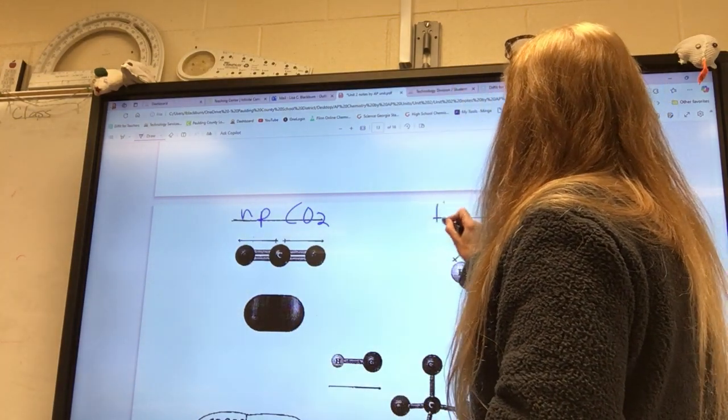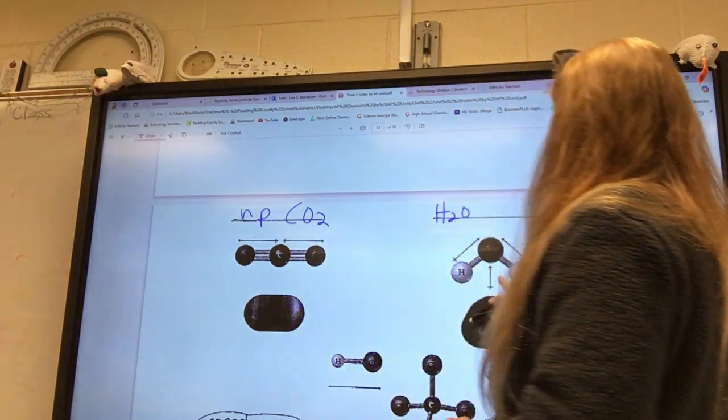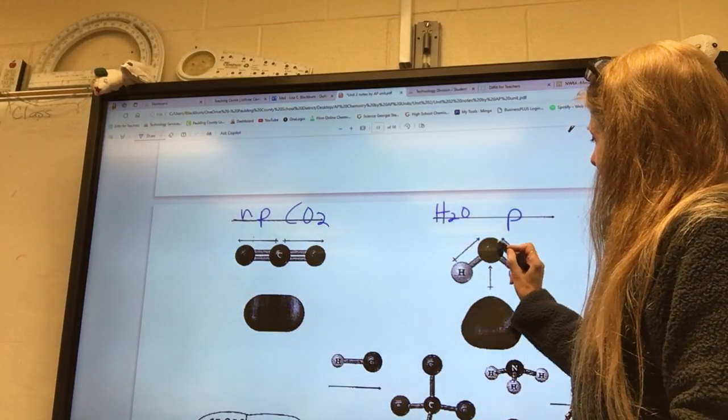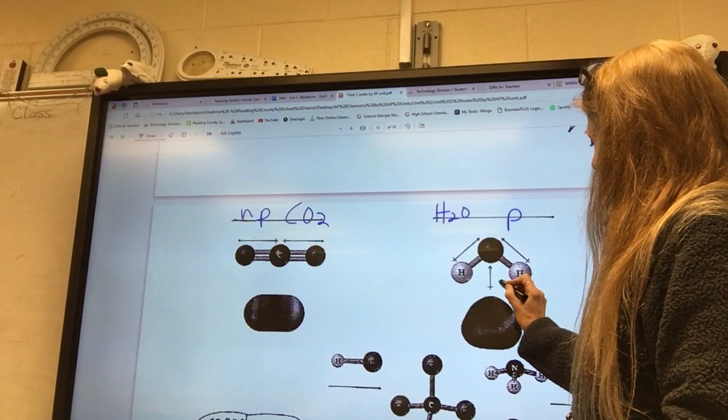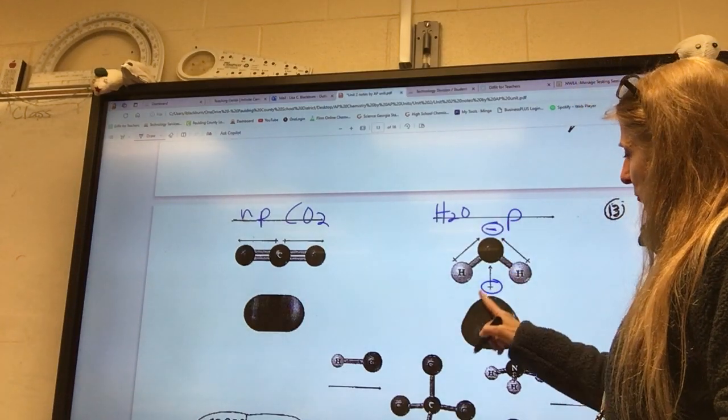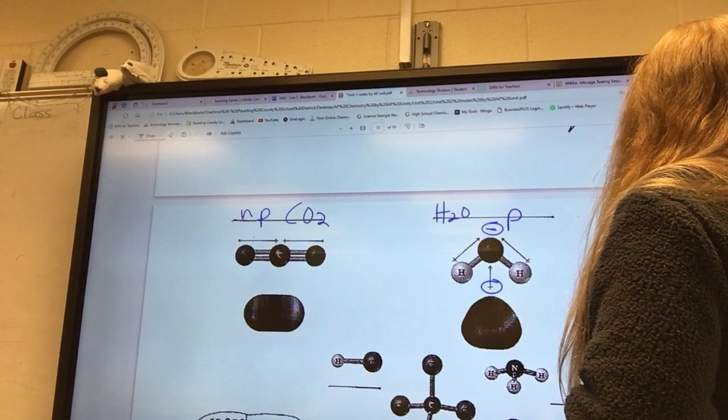Okay, so it doesn't have a positive and a negative end. Okay, this is water. Is that going to be polar or non-polar? Polar, because you can see it's positive over here and it's negative over there. And it would look kind of like that if you could just see it.